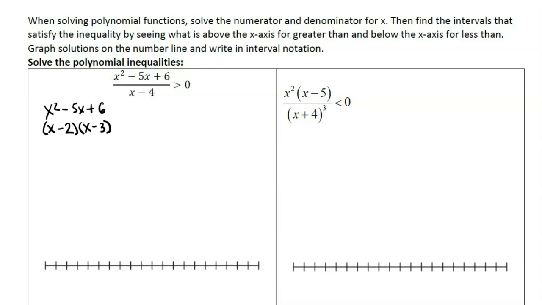And we're going to set these equal to 0, which means that each of these factors would be equal to 0. So we say x minus 2 equals 0, or x minus 3 equals 0. And if we add 2 to both sides in the left equation, then we get x equals 2, or x minus 3, adding 3 to both sides, we get x equals 3.